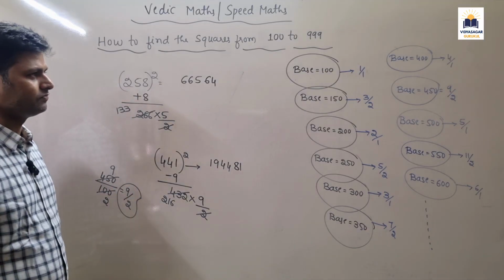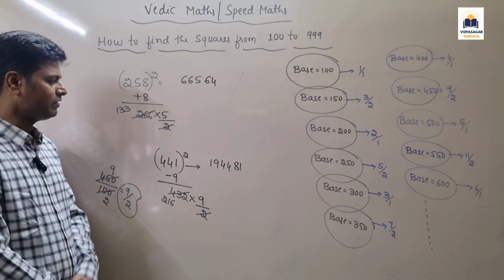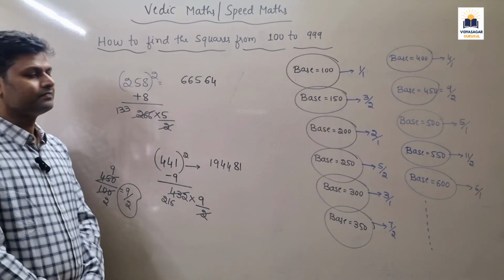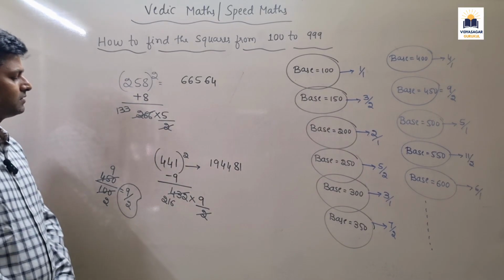So these are the examples of how to find the squares from 100 to 999, or you can consider it as 1000 also. Okay. So whatever doubts you have, you can comment and we'll discuss in the next class.